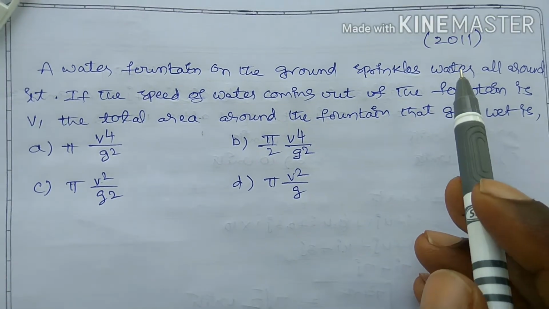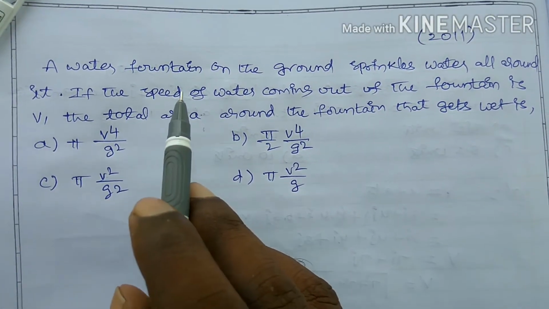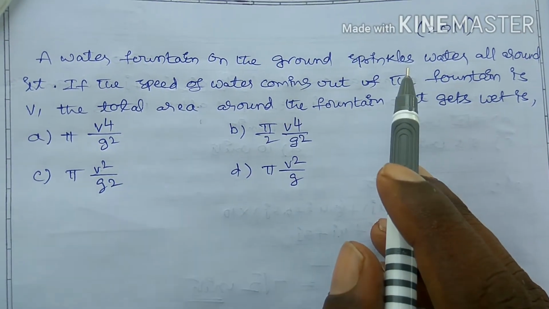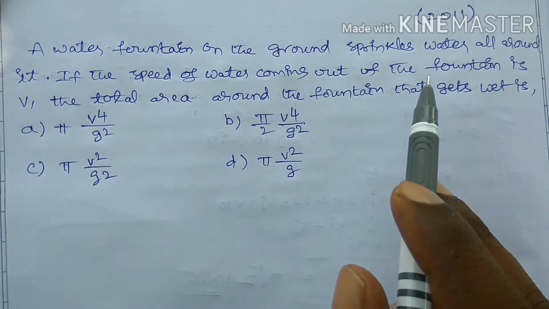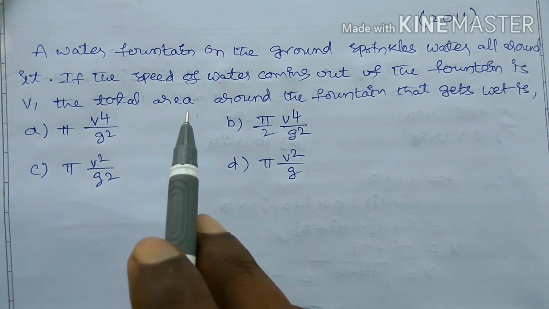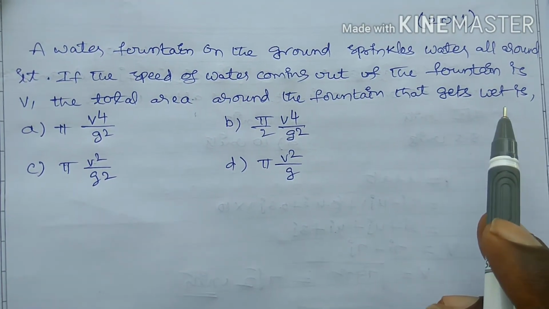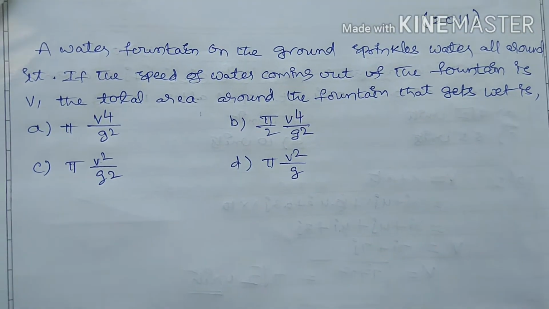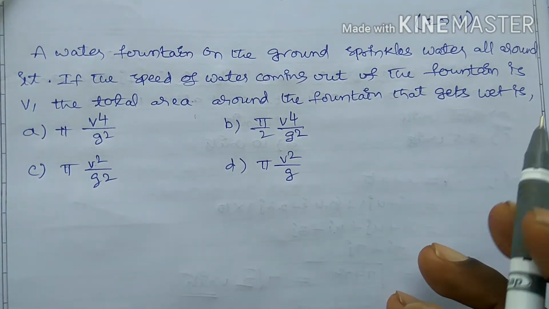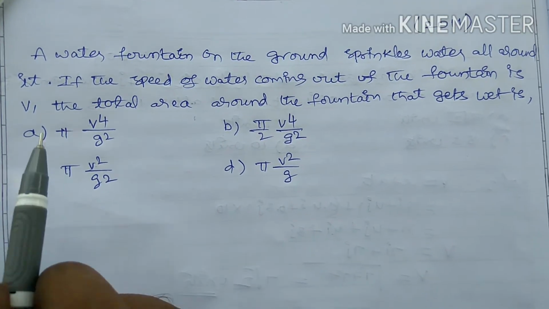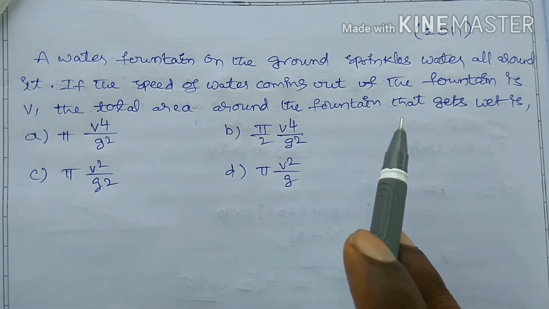Here the next question, which was asked in 2011. A water fountain on the ground sprinkles water all around it. If the speed of water coming out of the fountain is v, the total area around the fountain that gets wet is? So here a water fountain on the ground sprinkles water around it with the speed of v. What is the total area around the fountain that gets wet?